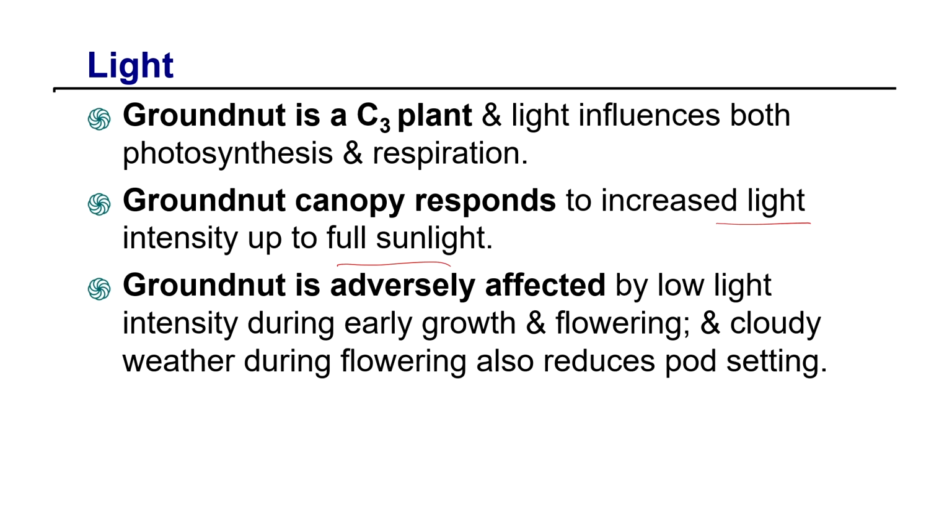It is adversely affected by the low light intensity. If low light intensity is there, there will be reduction in the photosynthesis, and hence the dry matter production will be affected adversely, and finally the flowering, fruiting, all these stages of the crop will be affected in a negative way.